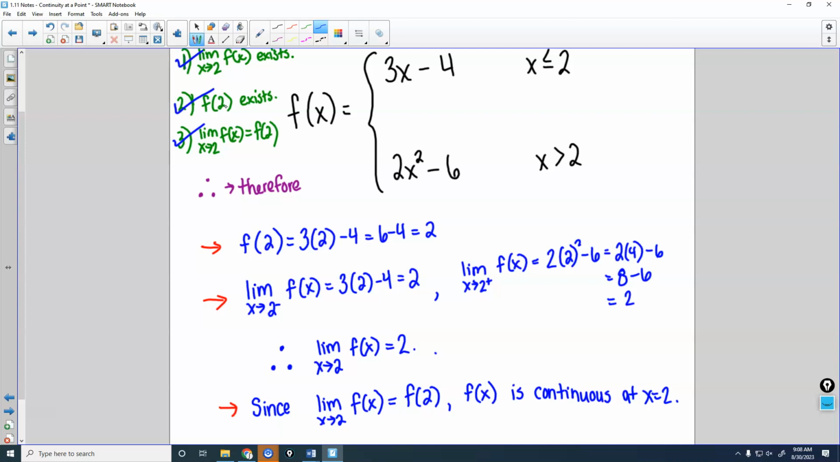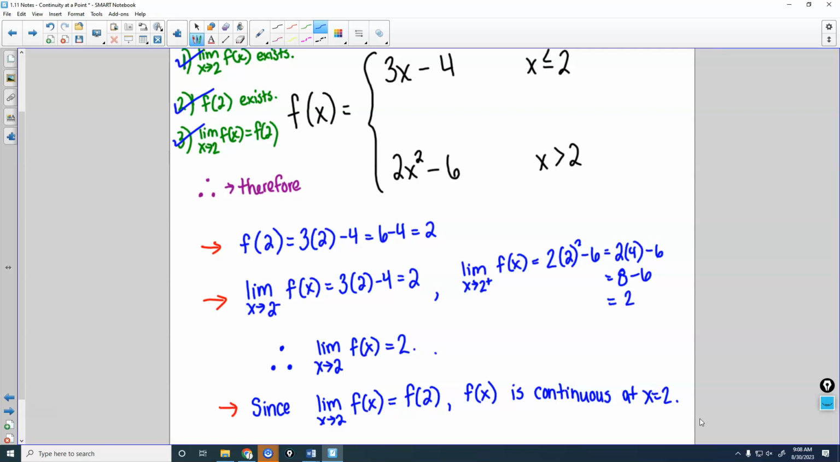Let me see if I have an example on that. But if it fails, as soon as one of these fails, so if your limit does not exist, maybe we get a 2 here and an 8 here. We would say, therefore, the limit as x approaches 2 of f of x does not exist, and therefore f is not continuous. So as soon as one of these fails, you can say that it's not continuous. So if the limit does not exist, go ahead and say it's not continuous. You don't have to check anything else.